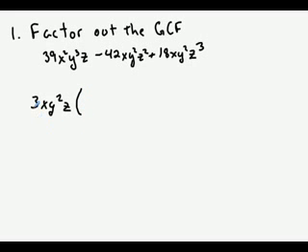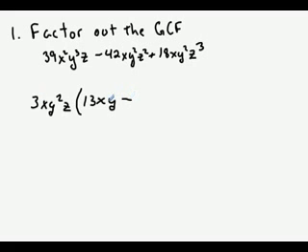Now we have to think, what would we multiply 3xy squared z by to get 39x squared y cubed z? For the coefficient, we must multiply 3 times 13 to get 39. X is multiplied by x to give us x squared. Y squared is multiplied by y to give us y to the third. And z is all by itself in this one.